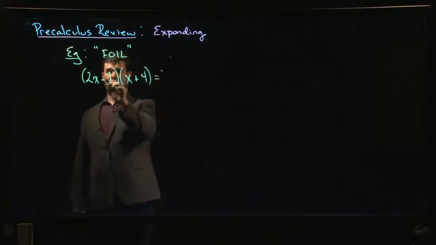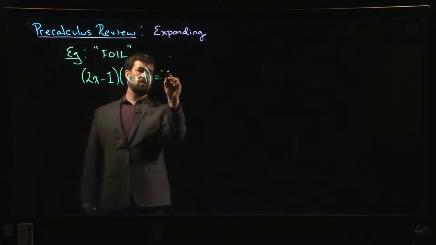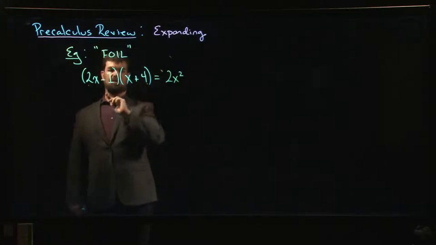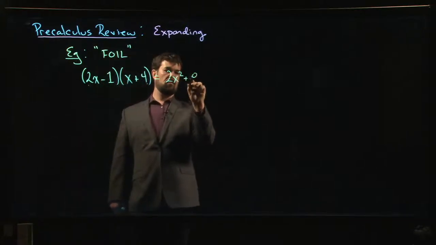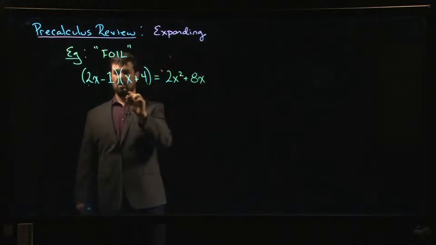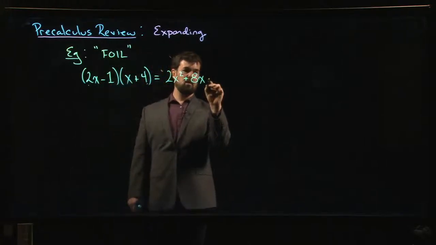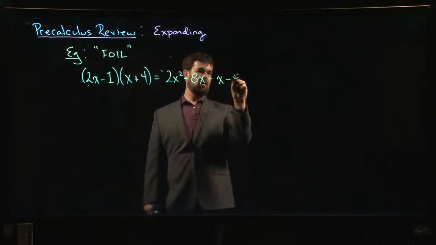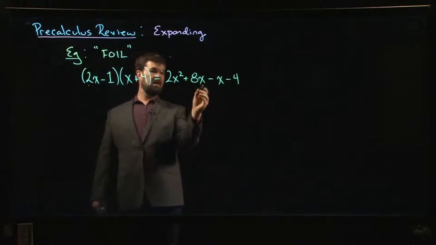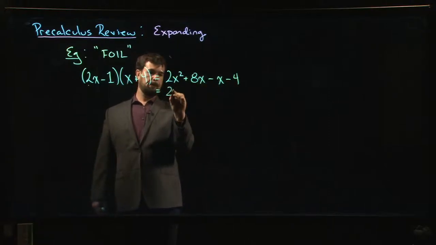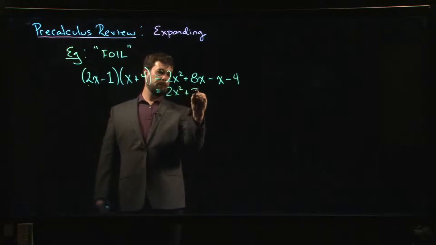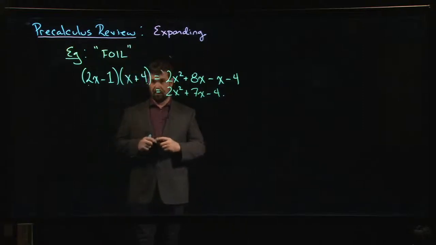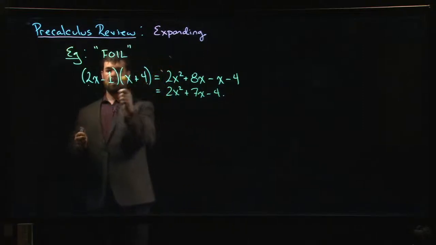So you multiply the first term, so you do the 2x times x, 2x squared. The outside terms, the 2x and the 4. 4 times 2x gives you 8x. Minus 1 times x, those are the inside ones. So minus x, and then finally minus 1 times 4, the last terms. Okay. You can simplify in the middle. And you're done. Now, that's fine if your problem involves multiplying a couple of binomials.